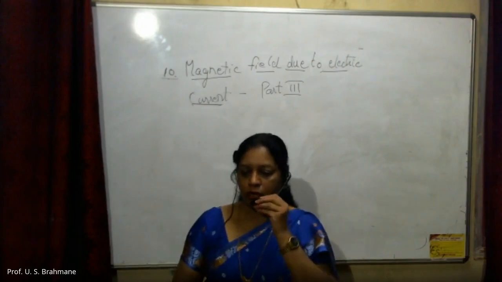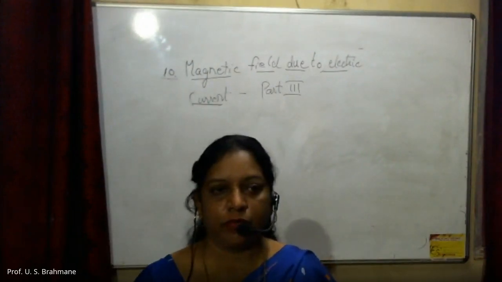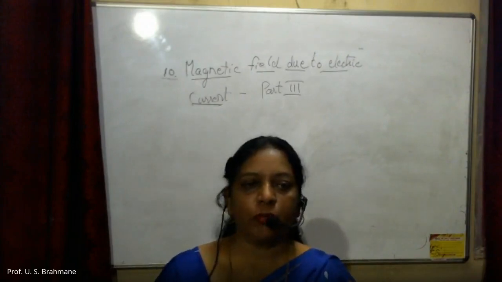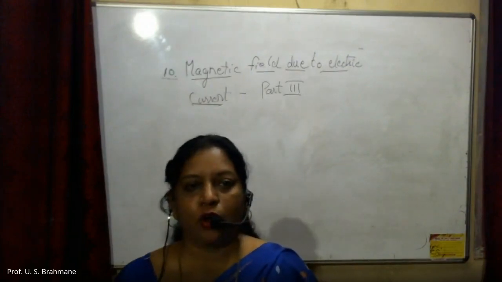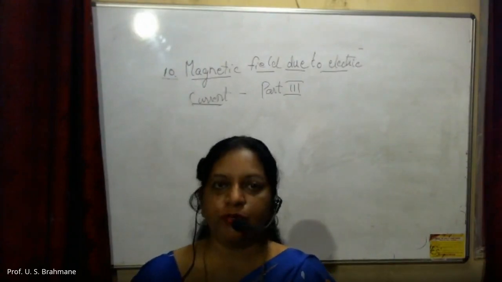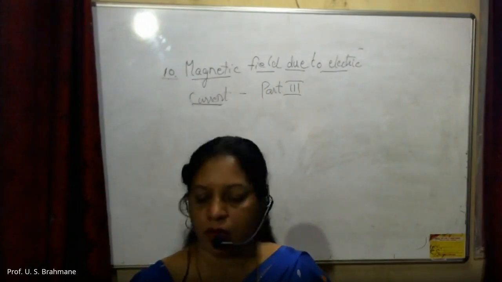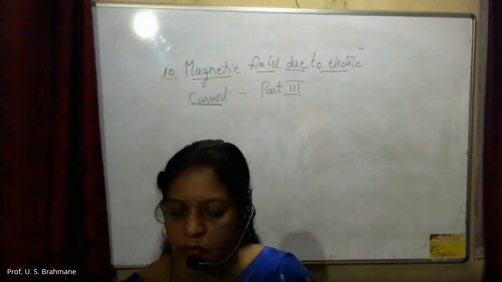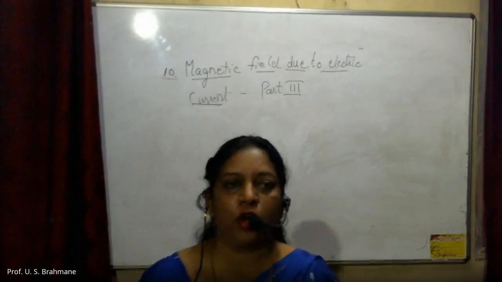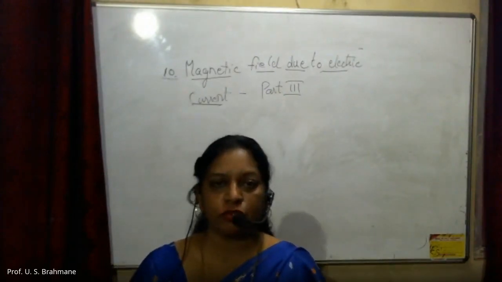So today, next part which we are going to see is regarding the third application of Biot-Savart's law, that is the magnetic field along the axis of a circular loop. Then after that, we'll go for the Ampere's law and its application. There are three applications of Ampere's law.